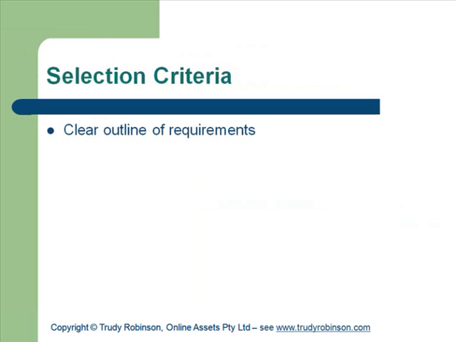Okay, so one of the things once you've actually sent that out there and you start getting responses, you need to look at the selection requirements, and we'll go back and talk about what you're sending out there in the invitation to tender in a moment. You obviously want to have a clear outline of requirements in that statement of work so people know exactly what it is that they're going to be supplying.